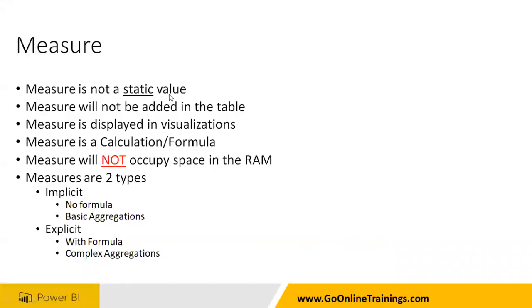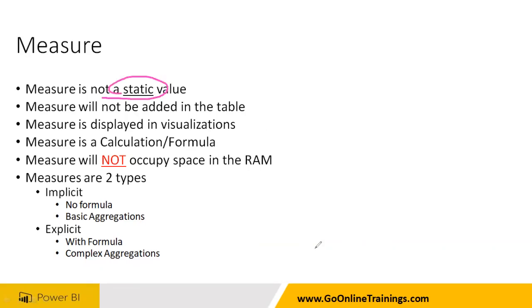A measure is not a static value. It can change. A measure will not be added in the table. A measure is displayed in visualizations. A measure is a calculation of a formula. A measure will not occupy space in the RAM. Measures are of two types, implicit and explicit, and neither is a static value. It is very, very important.